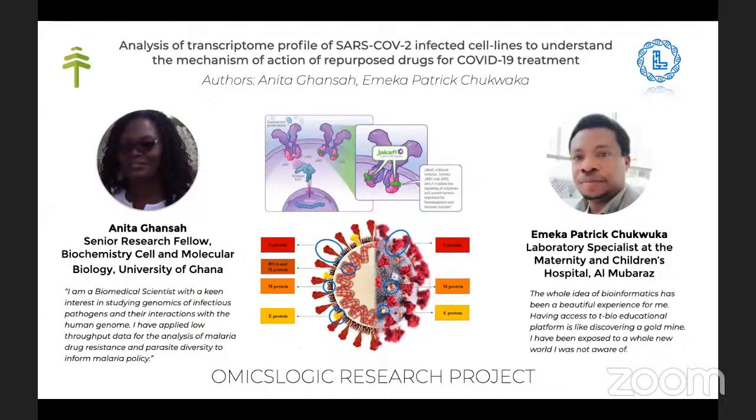And for example, this is a project that was developed by Dr. Gansha in collaboration with Dr. Emeka Patrick Chukwuka as part of the research fellowship program, where they were looking at the analysis of transcriptome profile of SARS-CoV-2 infected cell lines to understand the mechanism of action of repurposed drugs for COVID-19 treatment. As you see, Dr. Gansha has already spoken about how we are looking at the different prevalence of COVID-19 and malaria across regions in Africa. So this was one of the projects she worked on related to COVID-19.